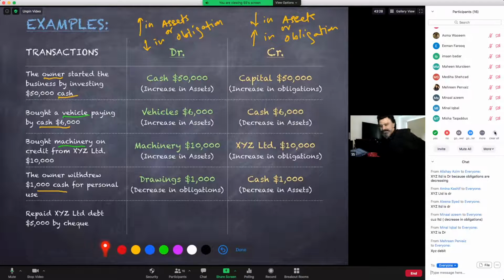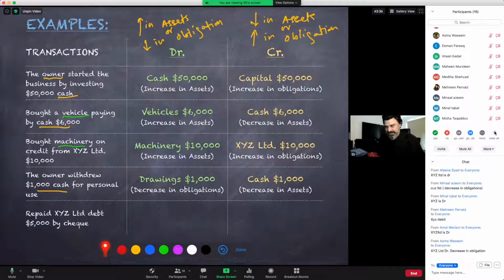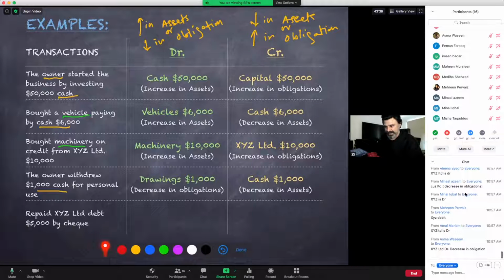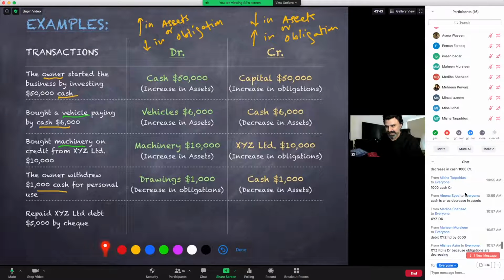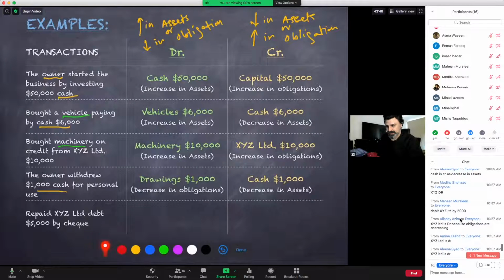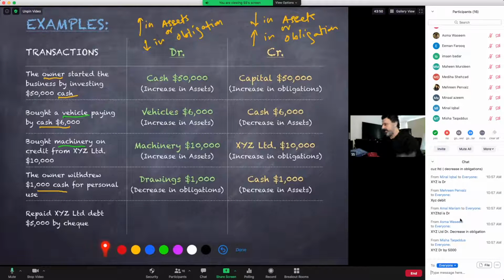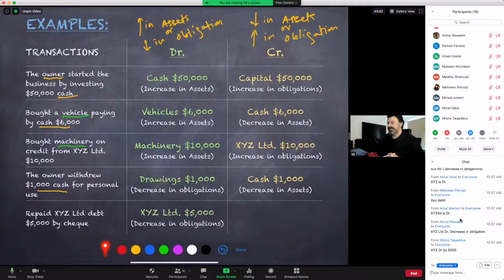What to debit? Minal says debit XYZ because of a decrease in the obligation. Excellent. Everyone says XYZ, very nice. Okay, great. So we all agree, excellent. We all agree that XYZ Limited is going to be debited with $5,000.